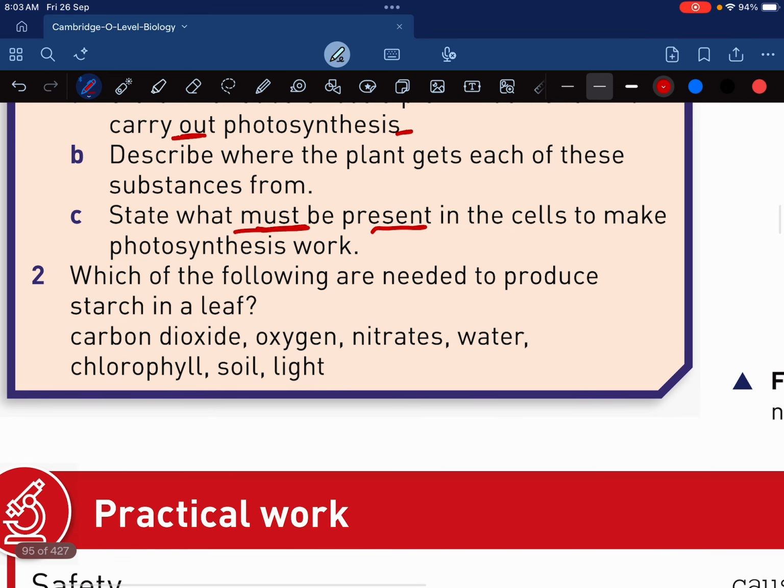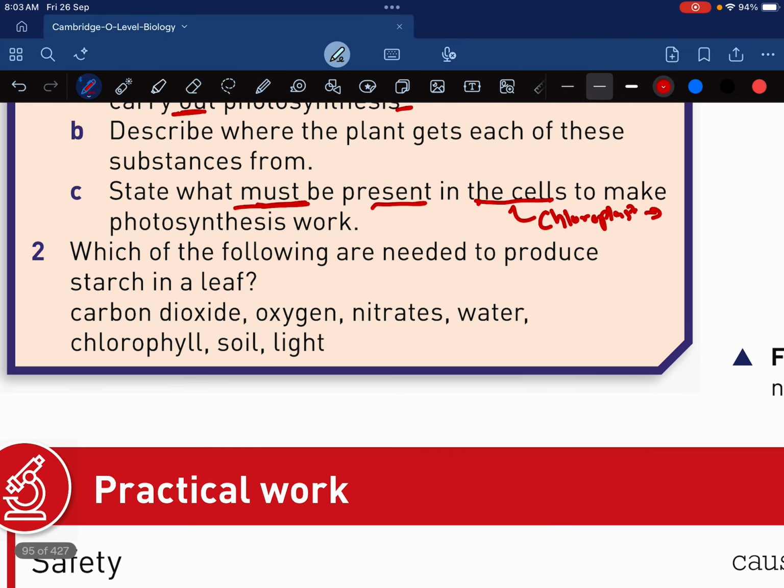What must be present in the cell? So one is these molecules which must be present in the cell, but if they're talking about organelles and so on, then definitely there should be chloroplast, which contains chlorophyll, which helps in absorbing sunlight. One more thing is also very important.